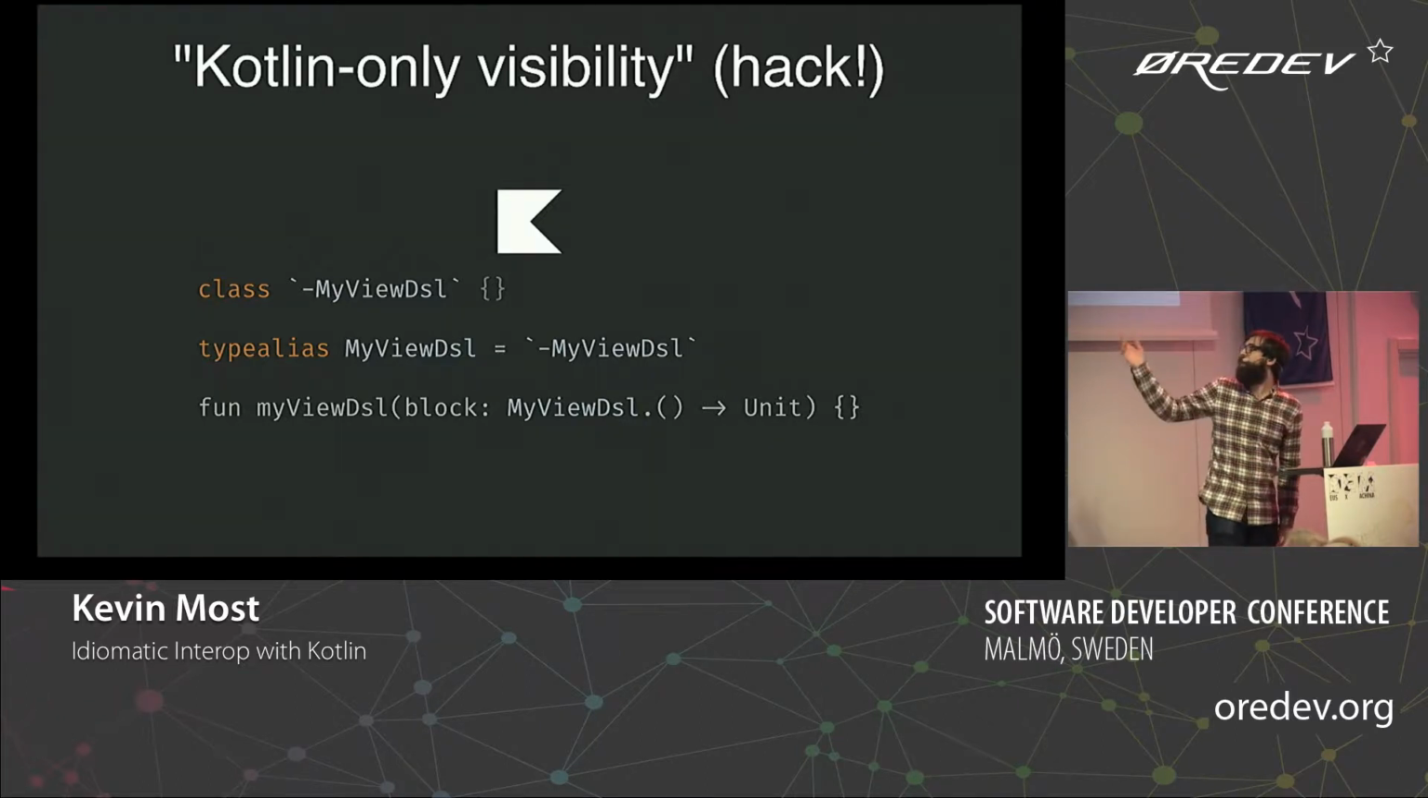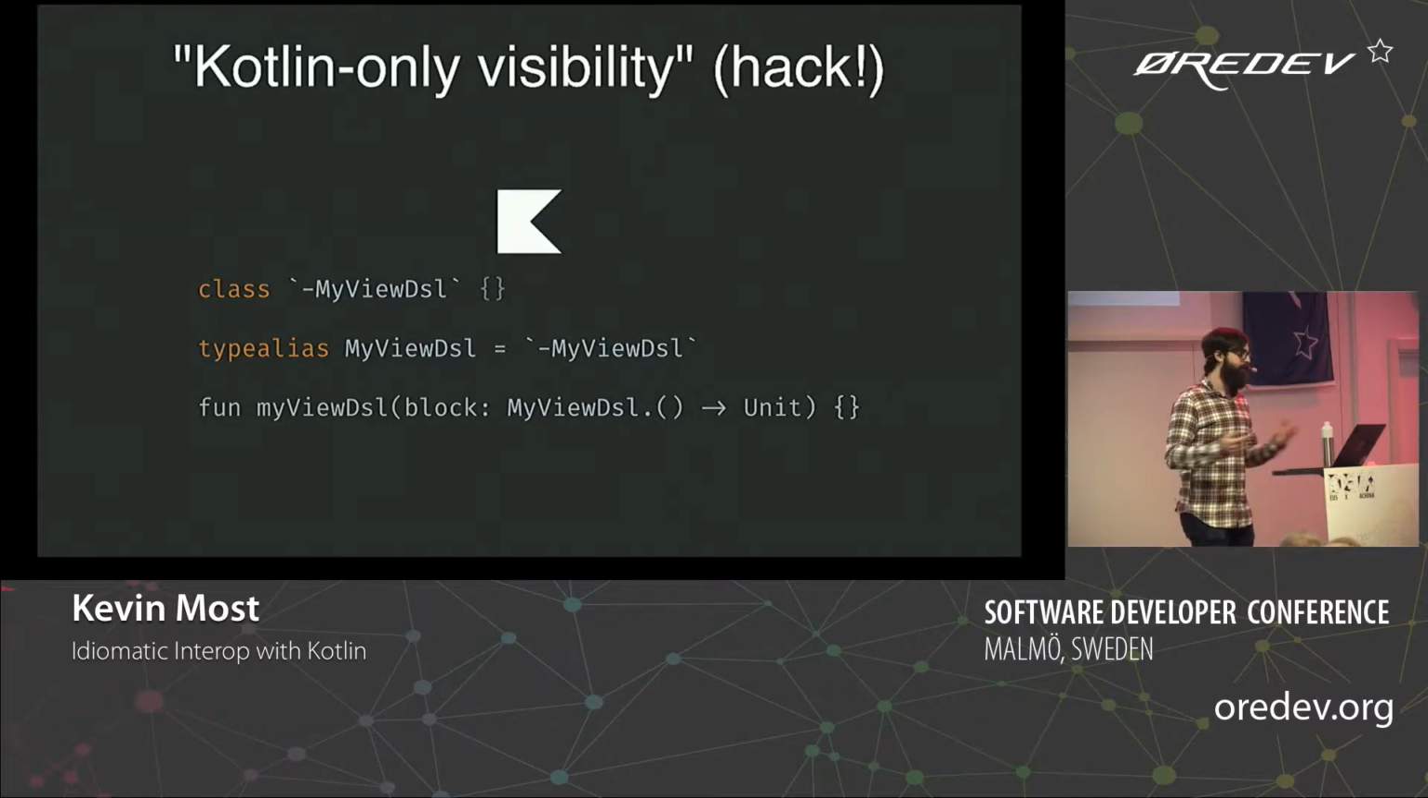And then you make a type alias that points back to that class name with the hyphen and make it the class name you want. And since Java doesn't see type aliases, what you end up with is the class name you wanted in Kotlin, and you can't view this class at all in Java. And it's valid JVM bytecode. So it's a cool little Kotlin visibility hack that you can use to hide things like DSLs from Java users.